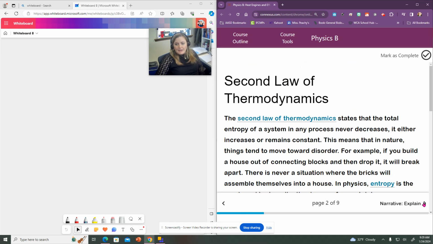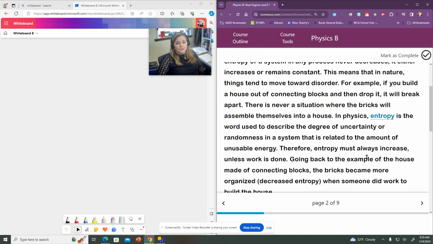And then, the idea again behind entropy is a state of disorder. When you look at it, there's never a situation where the bricks will assemble themselves into a house. It's much more likely that a house will crumble and become a pile of bricks than the bricks will just spontaneously assemble themselves into the house. So according to the second law of thermodynamics, everything in the universe has a tendency to trend towards more disorder.